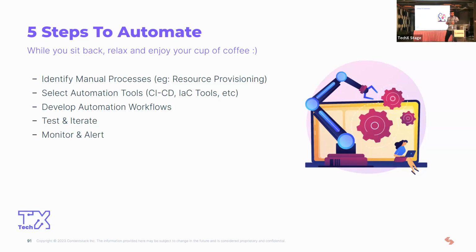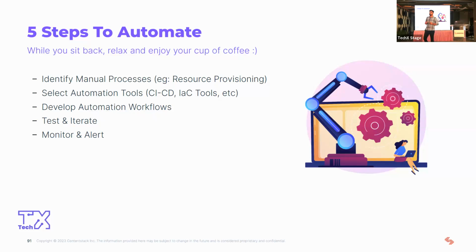So firstly, definitely we would identify the manual processes. An example that we can take here is resource provisioning. If resource provisioning is manual, scalability doesn't happen, because that is totally a person's job to do. So if he is on a coffee break, your servers are gone. Okay.